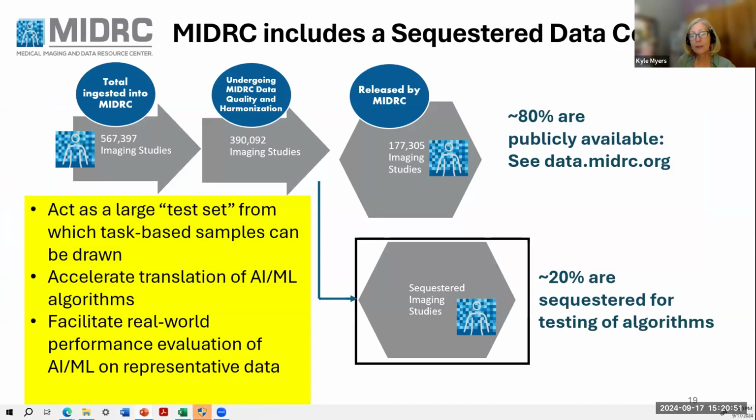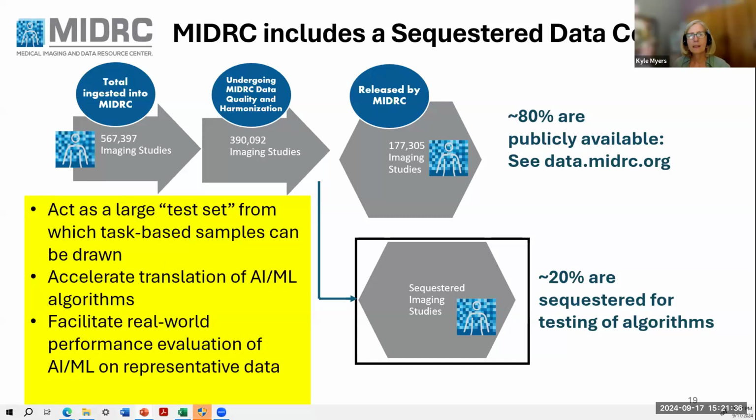So as I said before, MIDRC, as far as I know, is the only imaging data commons that features a sequestered test set. About 20% of the data are sequestered, and a very small number of people have access to that data. Our intention in making it that way is for it to act as a large test set from which task-based samples can be drawn, and I'll come back and explain what that means more precisely. By being able to leverage this test set for evaluation of algorithms, we intend to accelerate the translation of AI/ML algorithms, facilitating real-world performance evaluation of AI/ML algorithms on representative data.